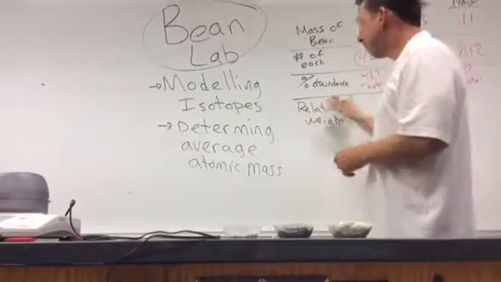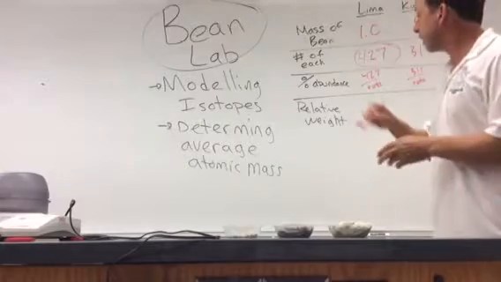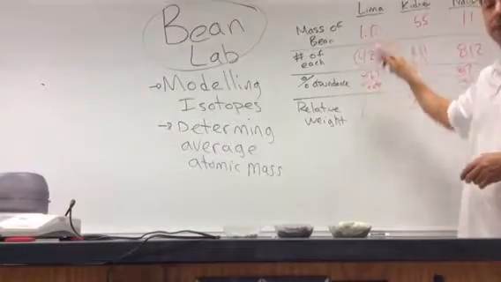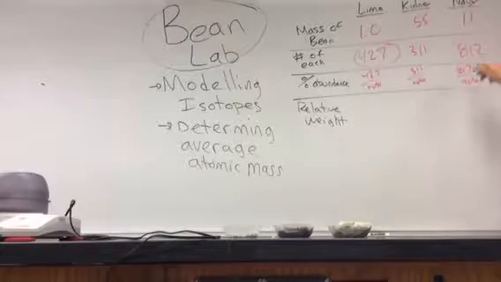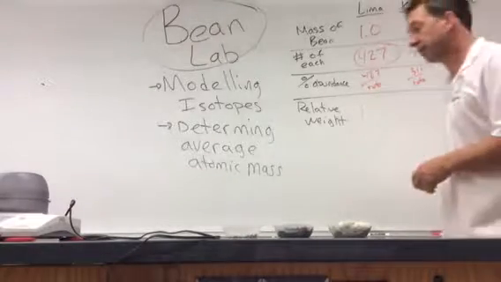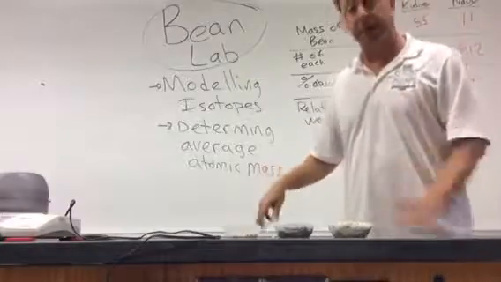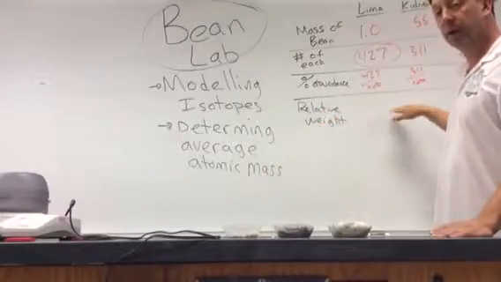Relative weight, this is the one that people have the hardest time with. Take your percent abundance and multiply it by the mass of the bean. Percent abundance times the mass of the bean, and then the last step is to add up all those relative weights.